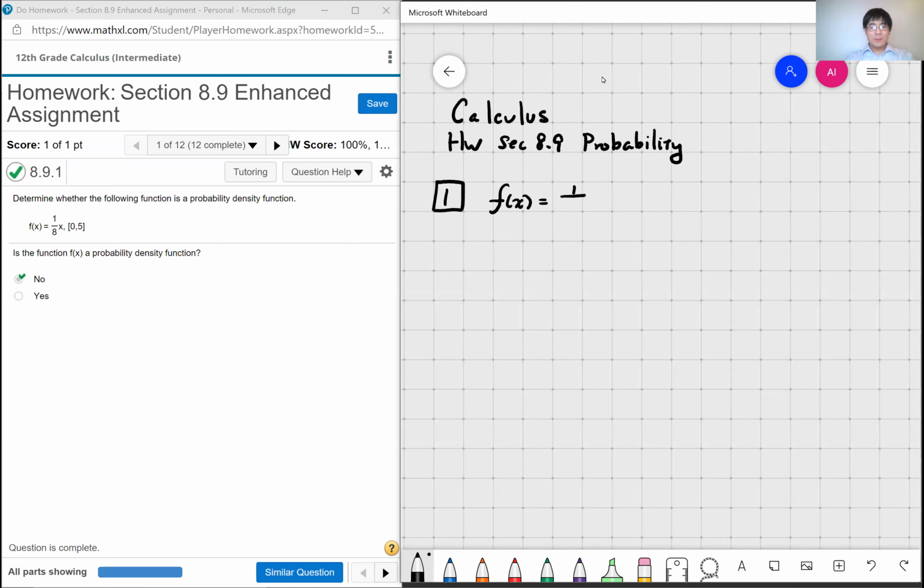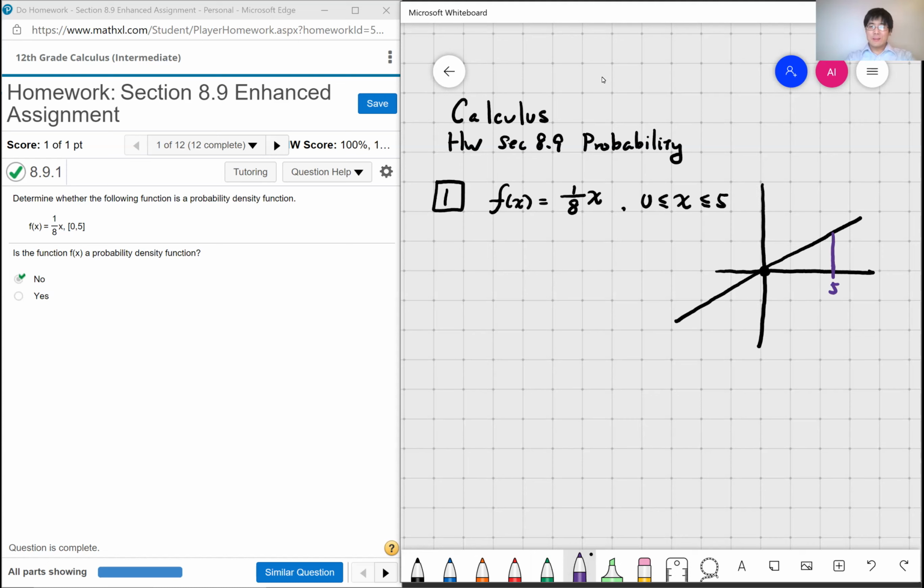So f(x) is equal to a linear function, 1/8 times x, on the interval of 0 through 5. So this means when we graph it, it is a linear function which goes through the origin, which has a positive slope. And we are only looking at x from 0 through 5. Other than that part, we assume everything else is 0. So everything else is 0, but 0 through 5 looks like this.